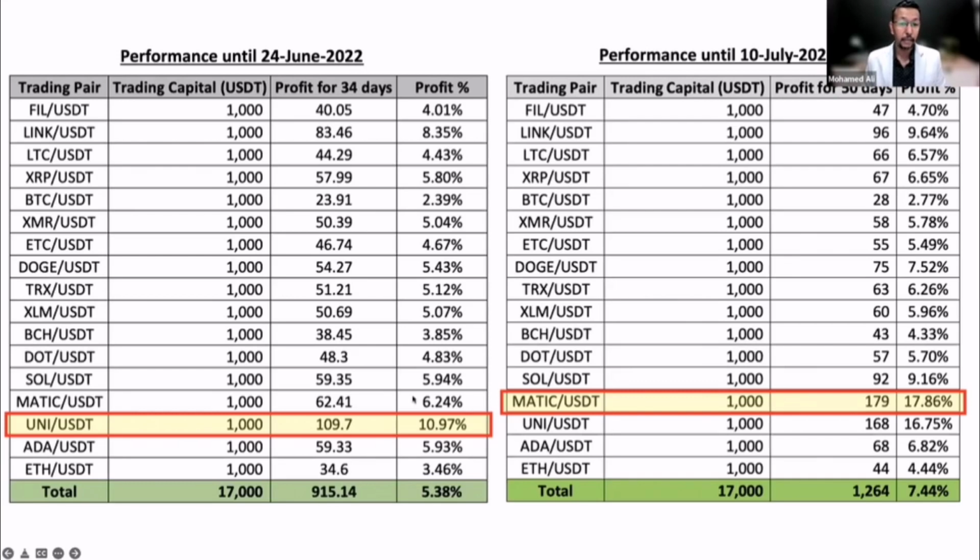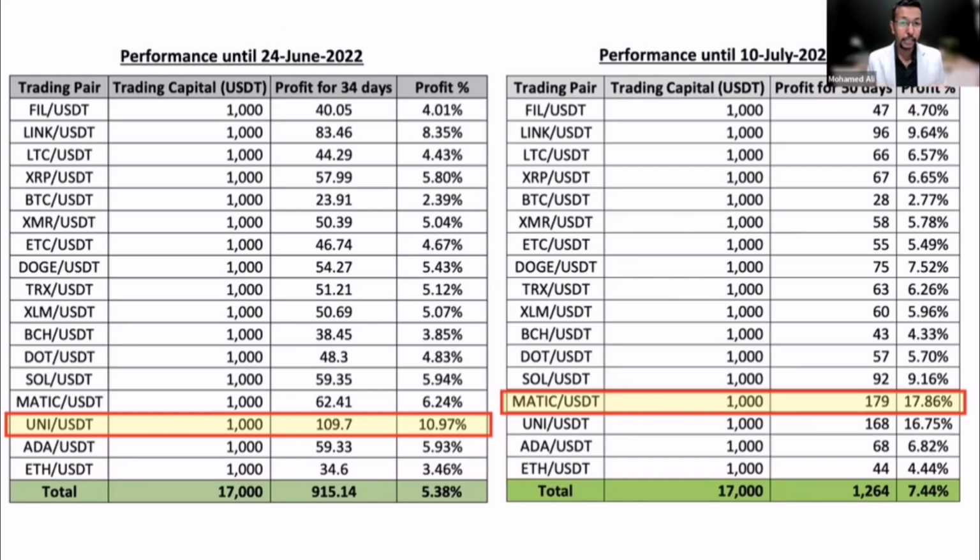If you see Matic, last time it was just 6.24%. So it wasn't even in the second or third position. I think it was third or something like this. So between 24th and 10th, it made a difference from 6 to 17, more than 10% in just 2 weeks. So I would never know which one is going to perform better. Maybe next week we're going to see a completely different story, another one which is not even in the top may jump up and give us good profits.